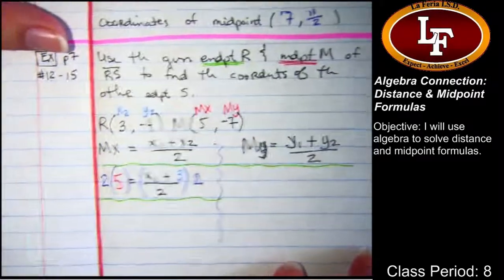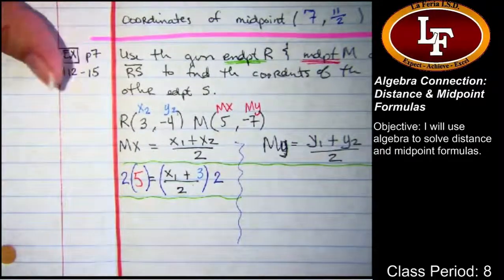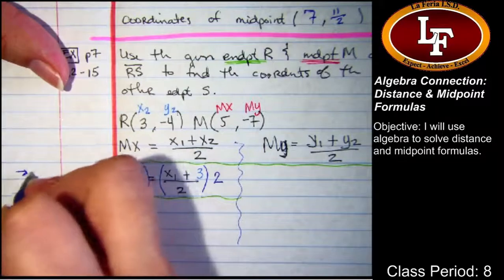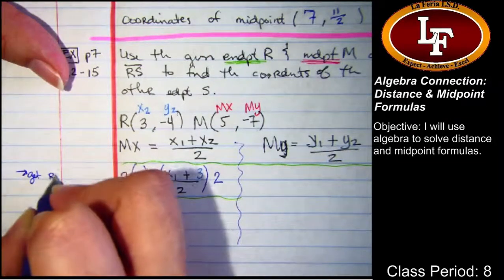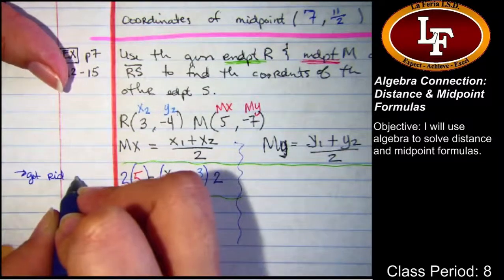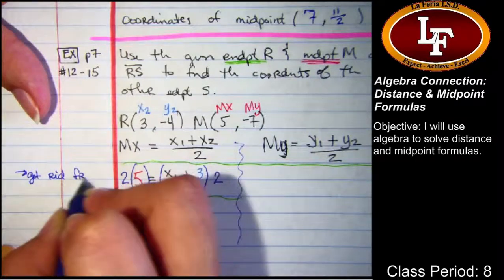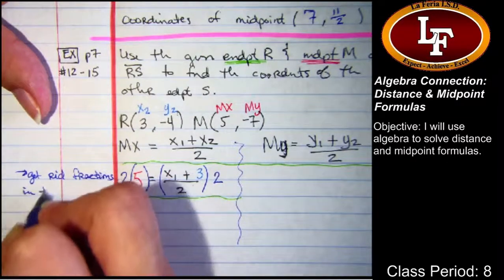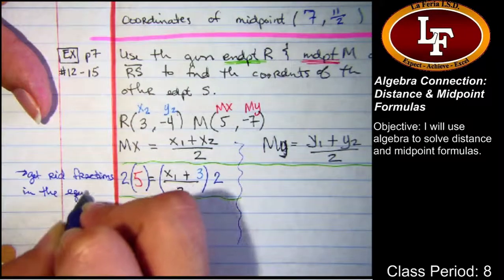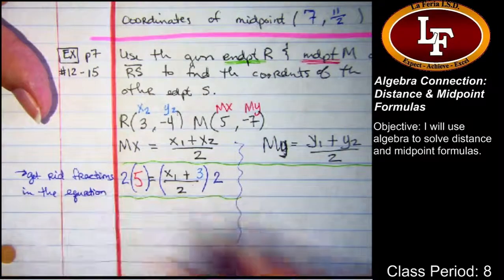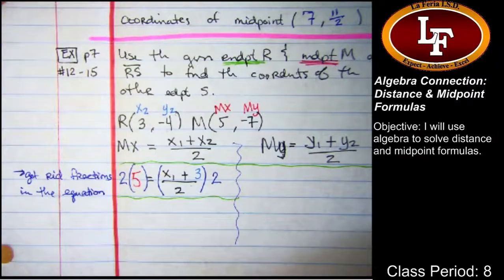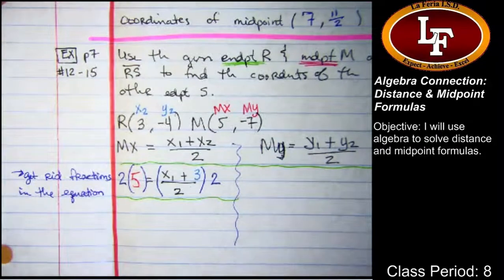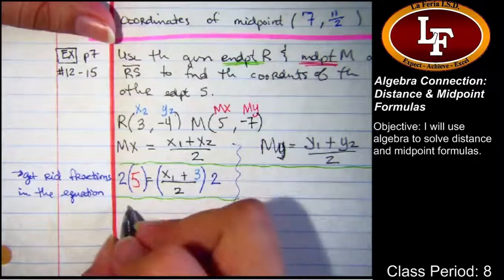So over here on the left-hand side of your margin, write a note for yourself of what it is that we did here and why you got rid of that 2. Get rid of fractions in the equation is what I'm going to write. We did that by multiplying by that bottom number. All right, so here we go.